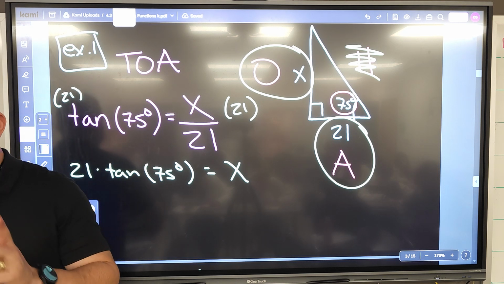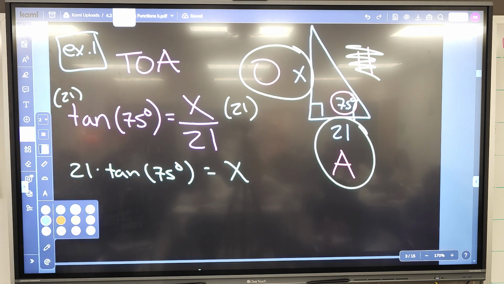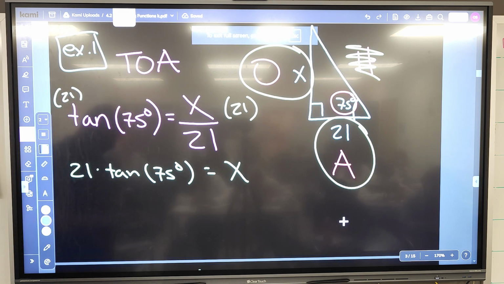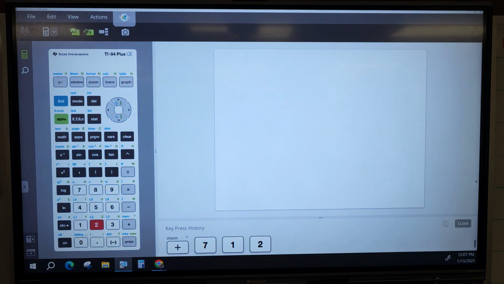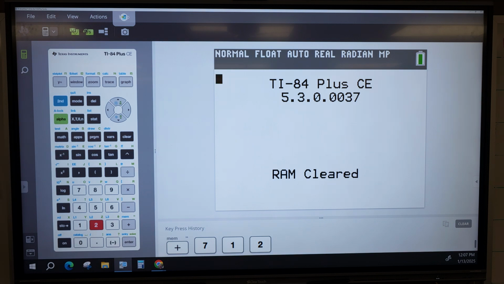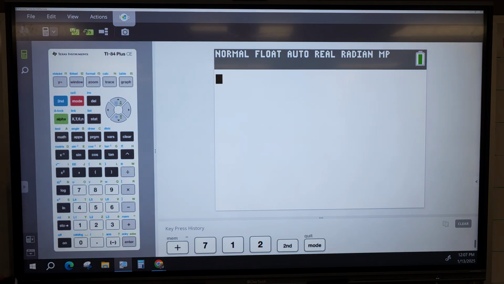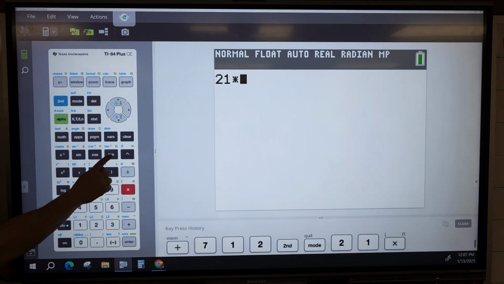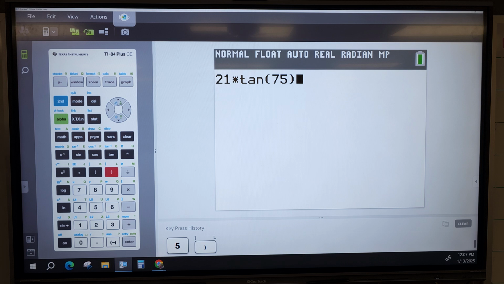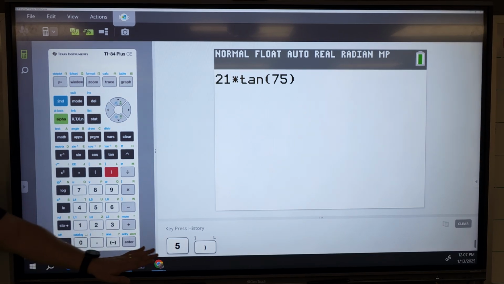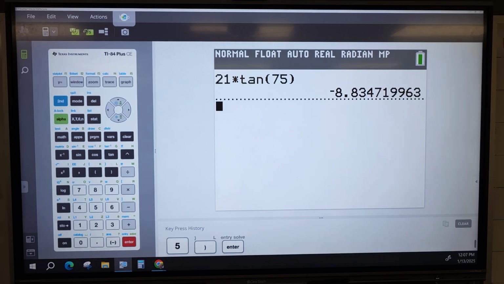First, reset your calculator. So second plus 7, 1, 2. This is really important that you do this. Second plus 7, 1, 2. Make sure it says that. Once it says that, let's do that math. So what was it? 21 times tangent, which is right here above the 9. Tangent of 75. And then we push enter, and we get our answer.